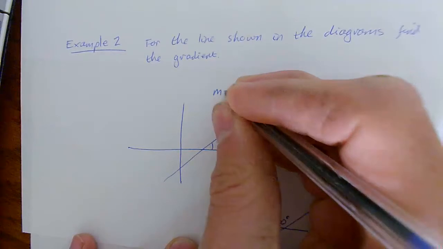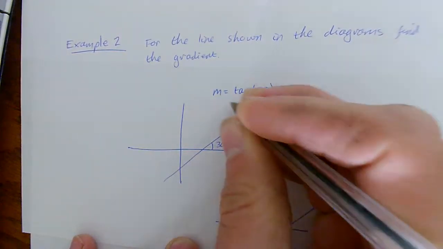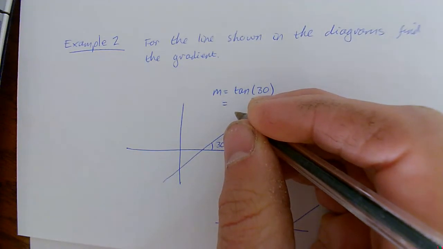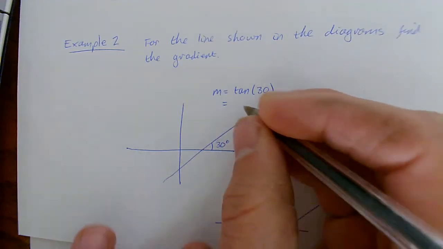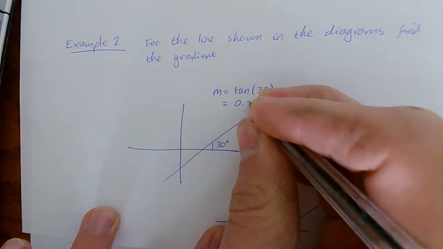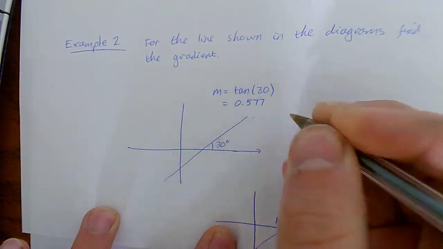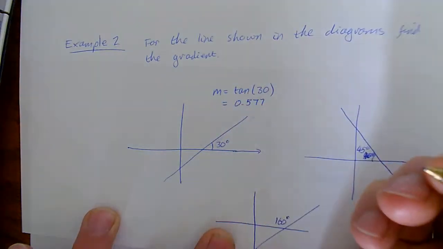So our gradient is going to be tan of 30 degrees. Put tan of 30 degrees into your calculator, and you will get the answer that we're looking for. Now, unlike most gradients, which have been fractions, often now our gradient is going to be some horrible decimal. So 0.577 is what your calculator will give you when you put in tan 30.